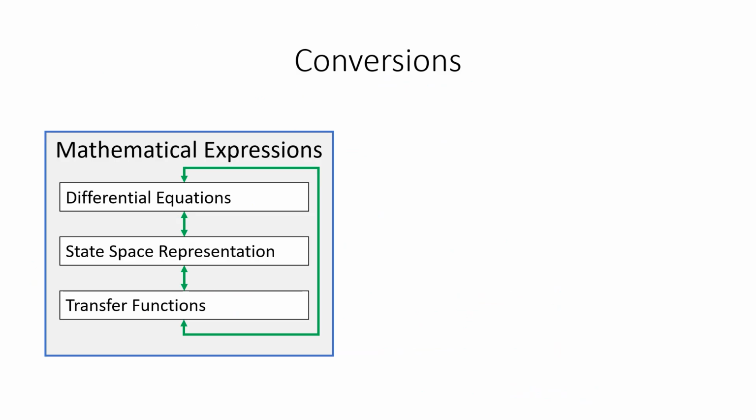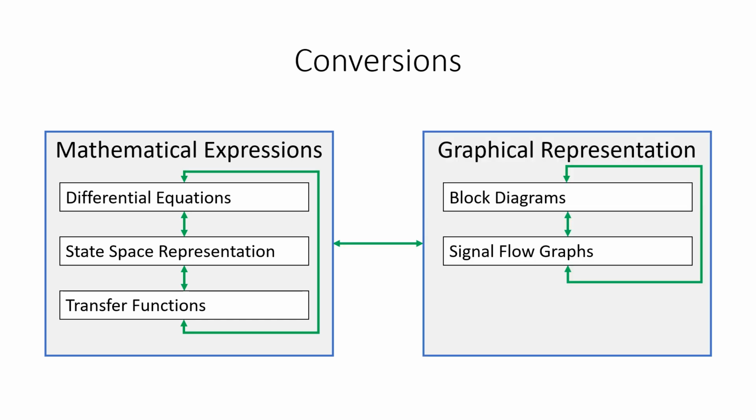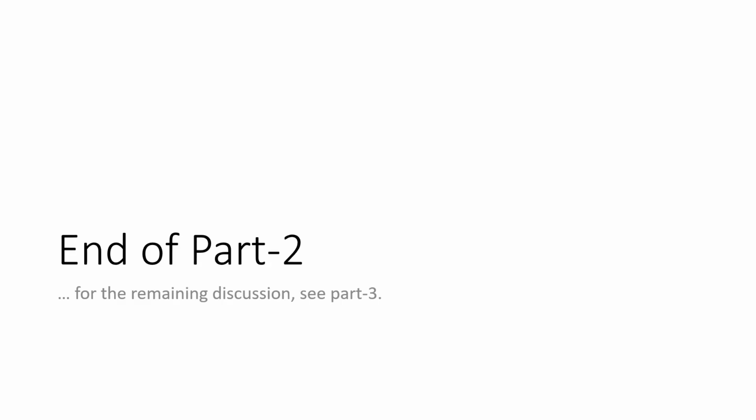Now, in that sense, we have explored all the possibilities in the mathematical paradigm. But we still have to see how these mathematical expressions can be converted into graphical representation, and how the graphical representation schemes can be converted from one form to the other. But that is what we are going to cover in the next part of this lecture. So we will stop here for a moment, and for the remaining part of this discussion, you can see part 3 of this lecture.